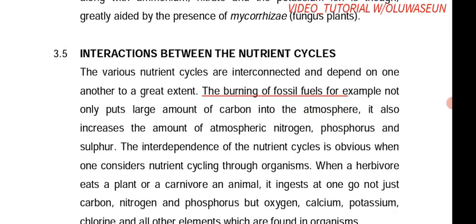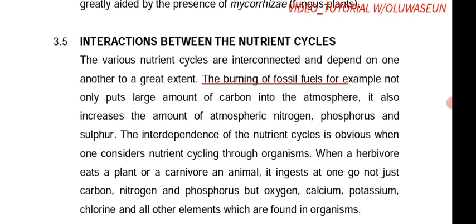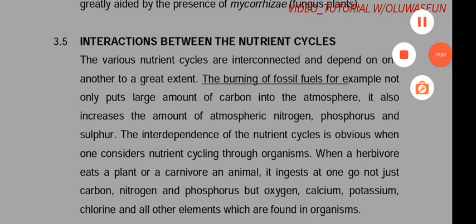Now, how do all of these nutrients interact with each other? The interactions between the nutrient cycles: all of these things are interconnected. For instance, the burning of fossil fuel not only puts a large amount of carbon into the atmosphere, it also increases the amount of atmospheric nitrogen, phosphorus, and sulfur. So you can see how they are interwoven in terms of activities and their impacts too.